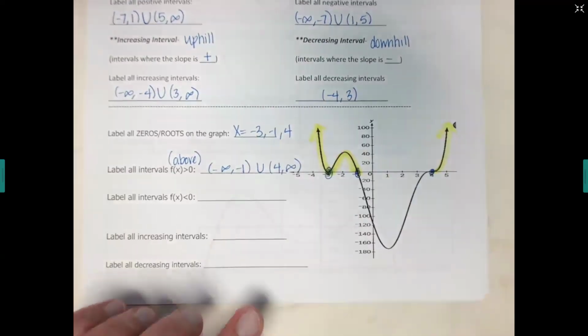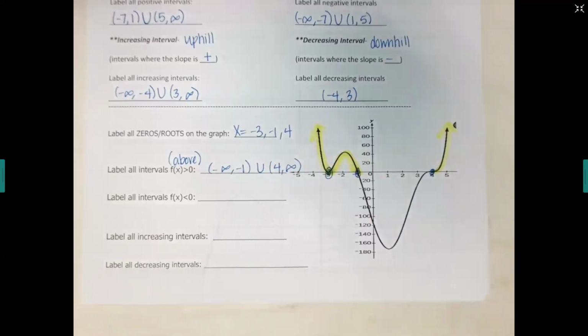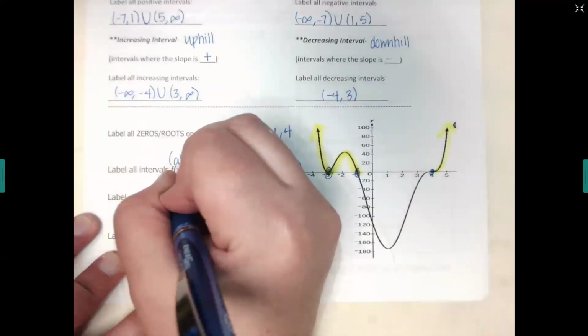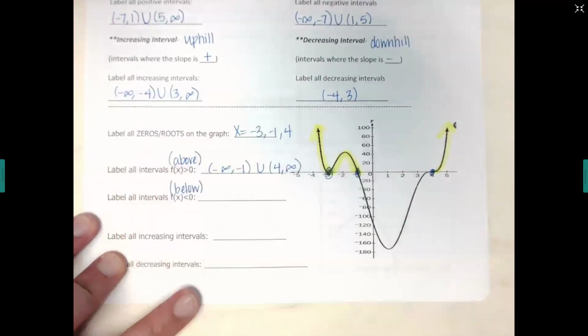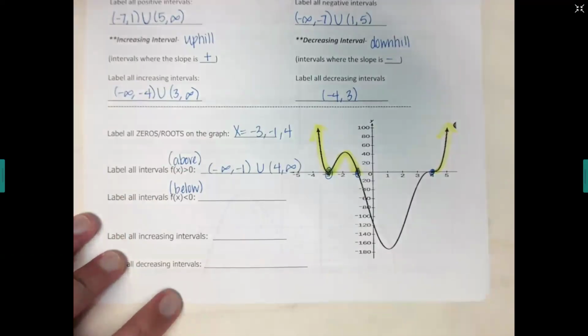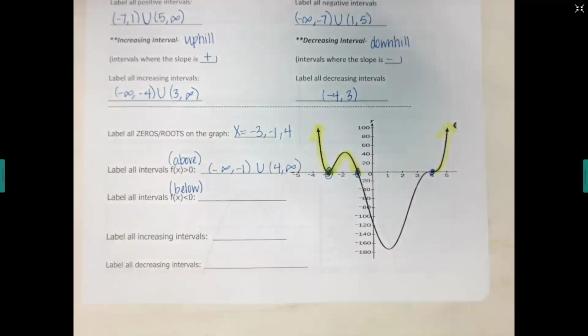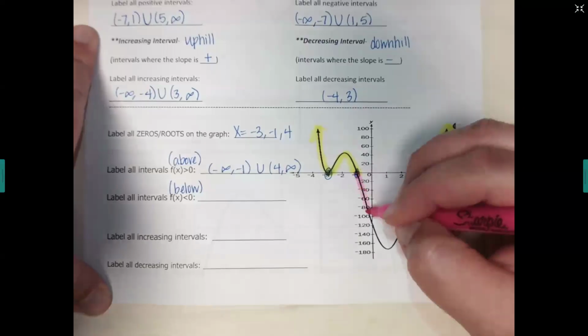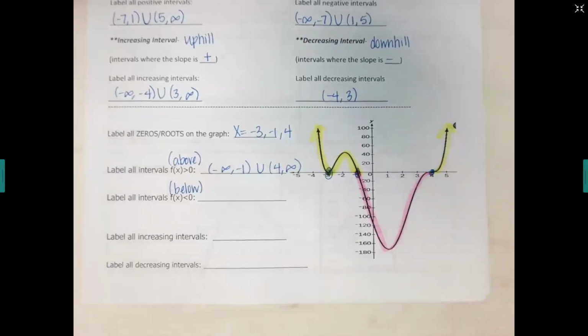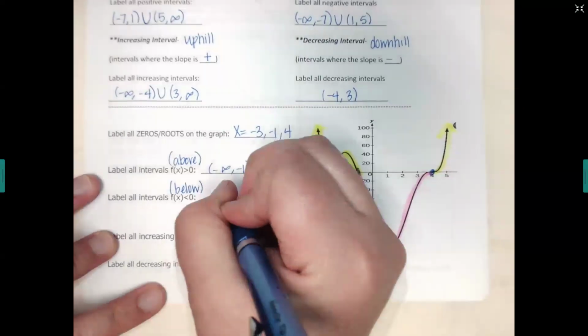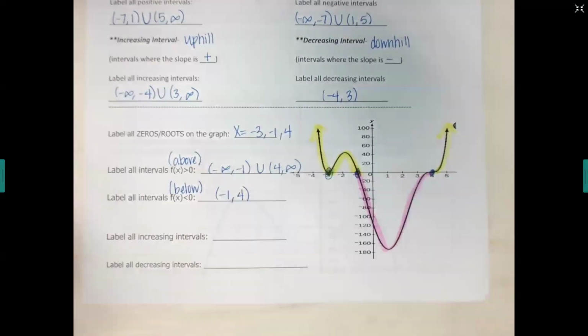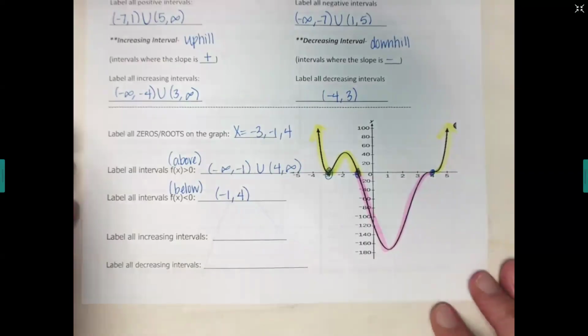All right, the next thing we're looking for is f of x less than 0. My y's less than 0 will be found below the x-axis. And my graph is below the x-axis between what 2 numbers? Perfect, -1 to 4. Okay, and notice I don't need a union on that because I don't have another section that's below. It's just that one piece.